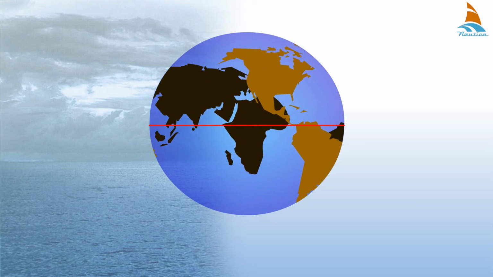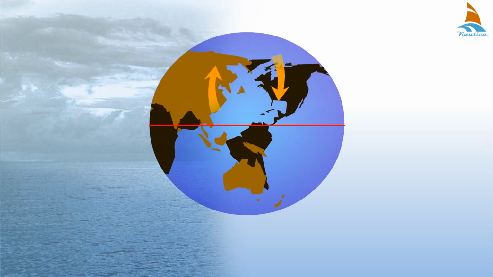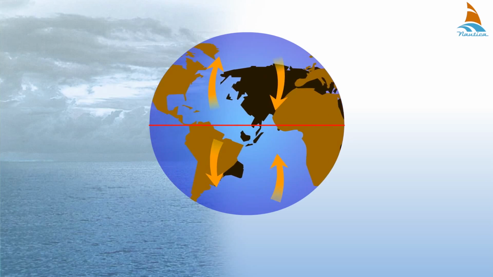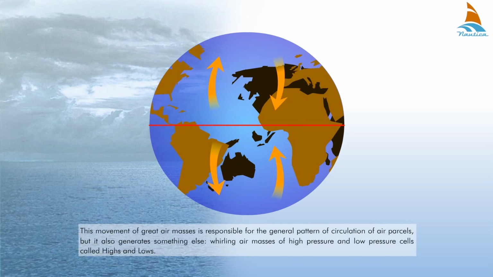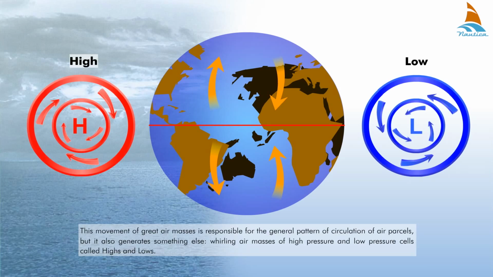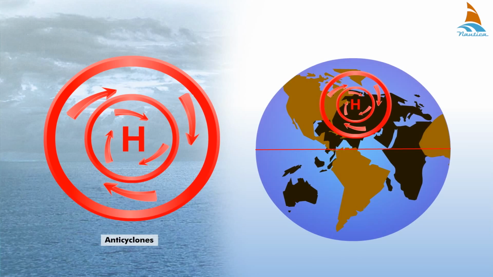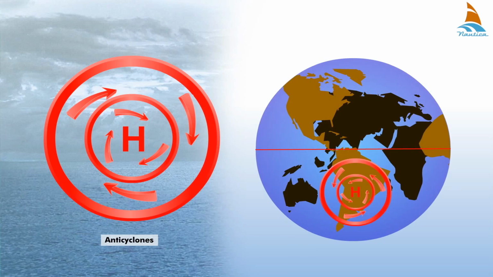The unequal heating of the Earth between equator and poles causes meridional winds. Due to the rotation of the Earth, winds are deflected to the right in the northern hemisphere and to the left in the southern hemisphere. This movement of great air masses is responsible for the general pattern of circulation of air parcels. But it also generates something else: whirling air masses of high pressure and low pressure cells called highs and lows. Highs are also called anticyclones. In the northern hemisphere, winds blow clockwise around an anticyclone, and in the southern hemisphere, winds blow counterclockwise.